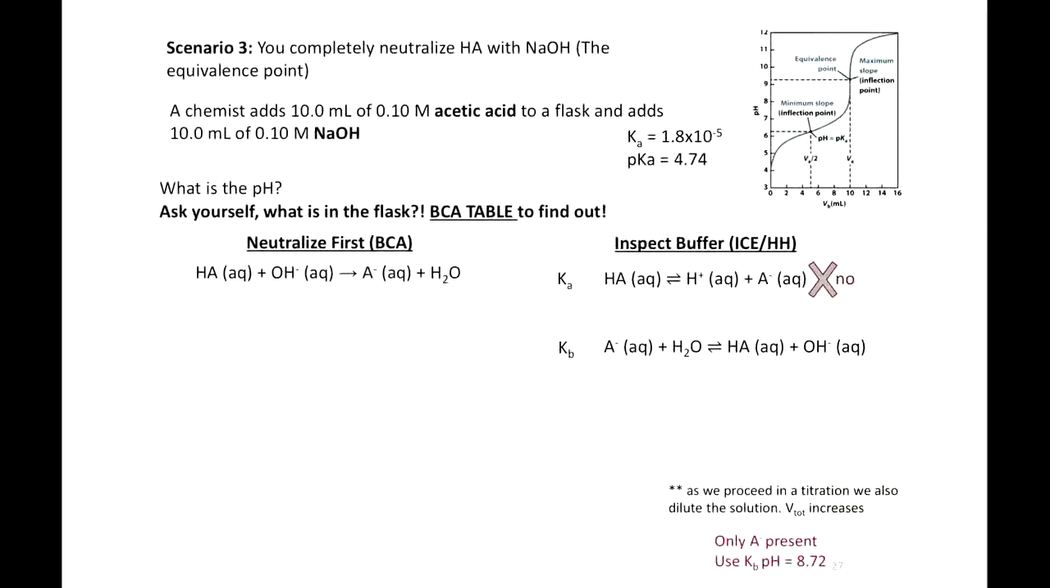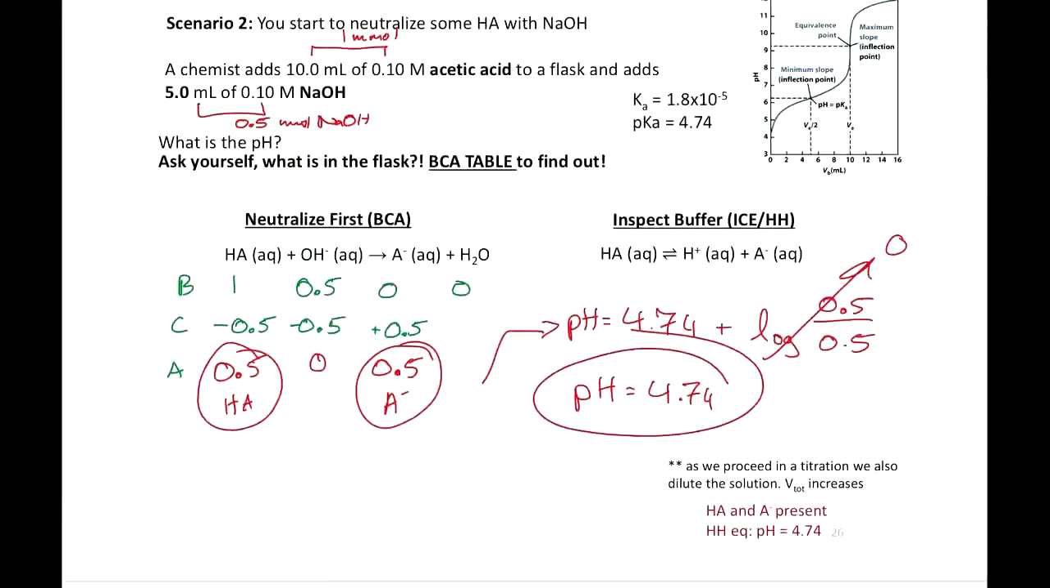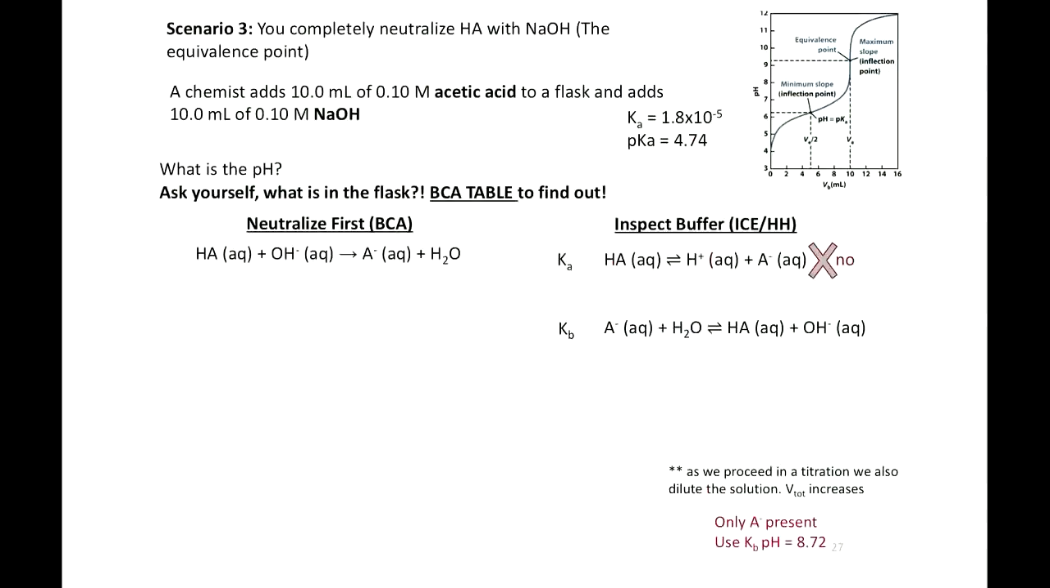Scenario 3. What are we adding together? So note here, you would do the same exact calculation for 6 milliliters, 7 milliliters of sodium hydroxide, 8 milliliters, 9 milliliters, same calculation. You start with the BCA table first, put that new ratio in the Henderson-Hasselbalch equation. But now in scenario 3, we're adding 10 milliliters of acetic acid and 10 milliliters of sodium hydroxide. Is this a buffer? It is not, because now we have completely neutralized our acetic acid.